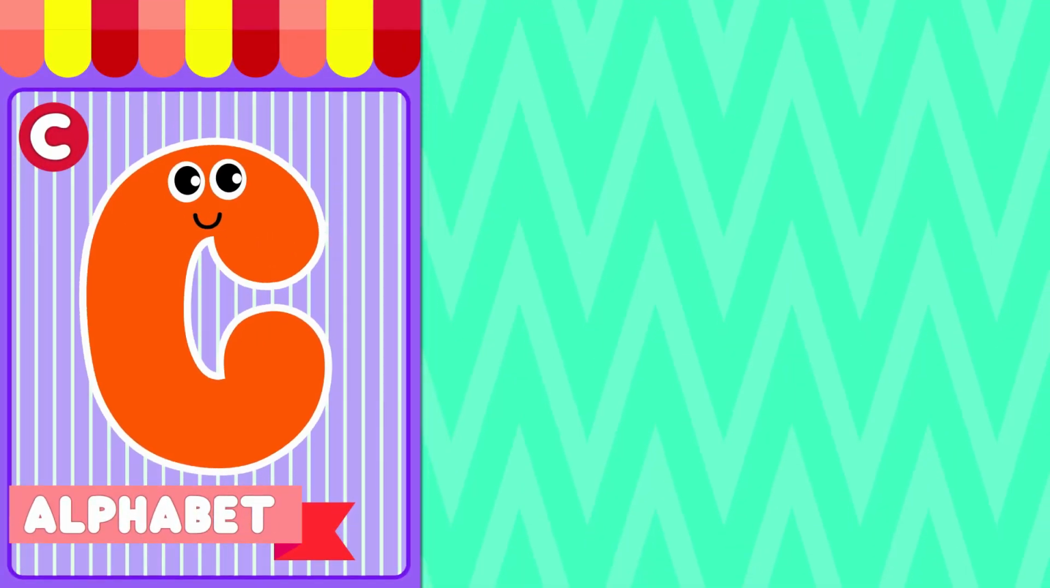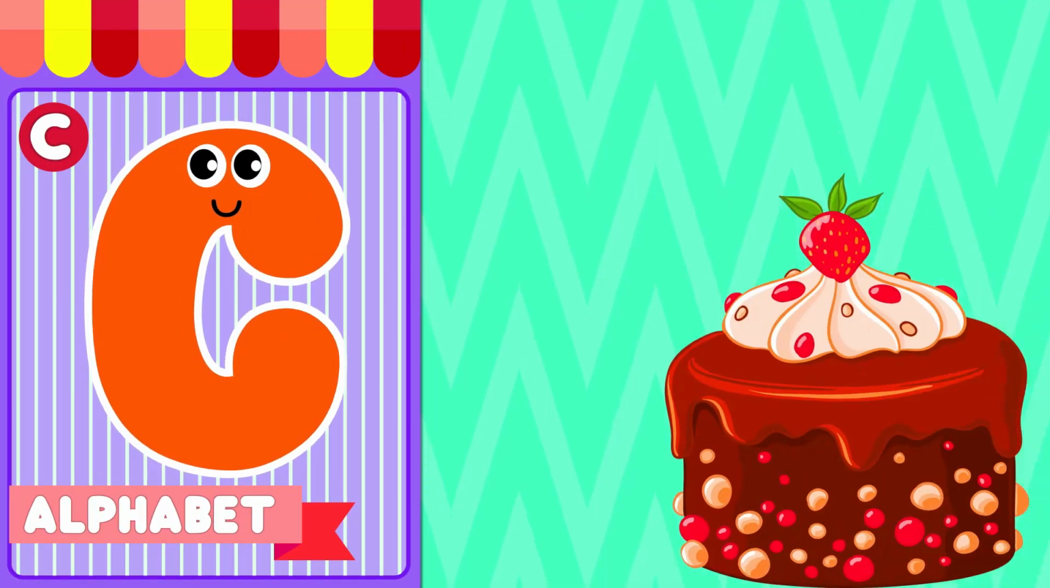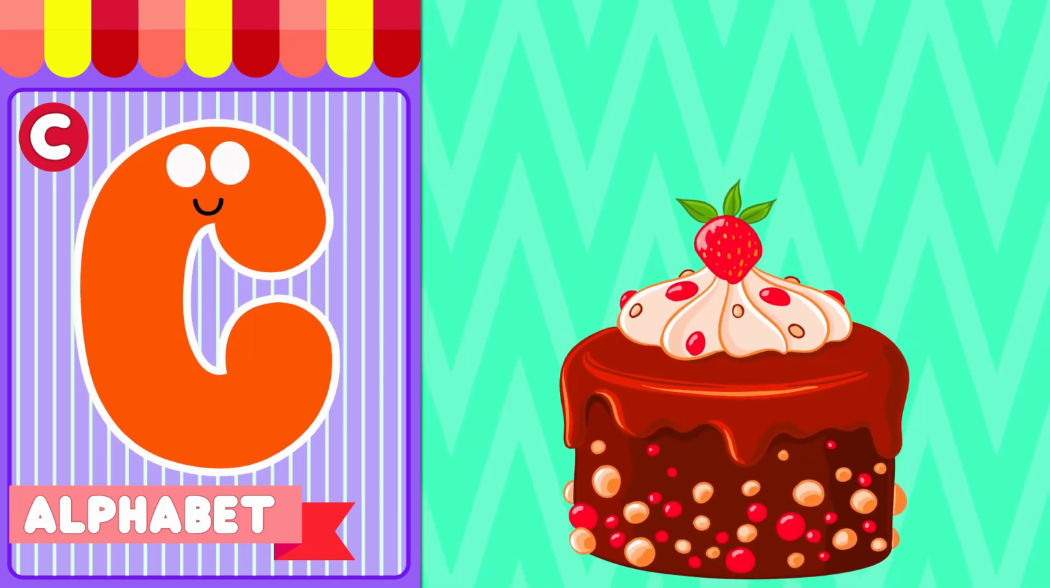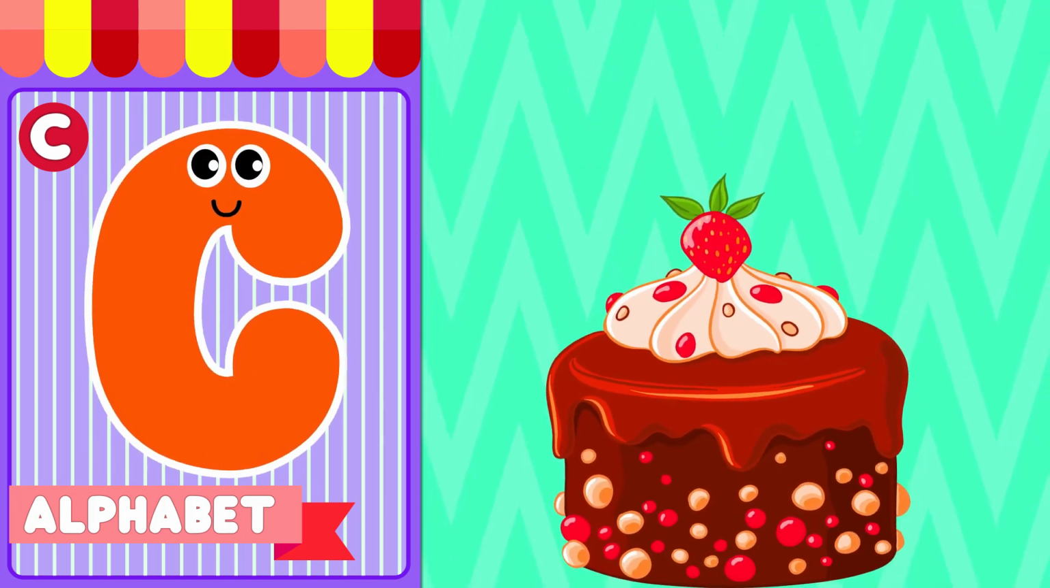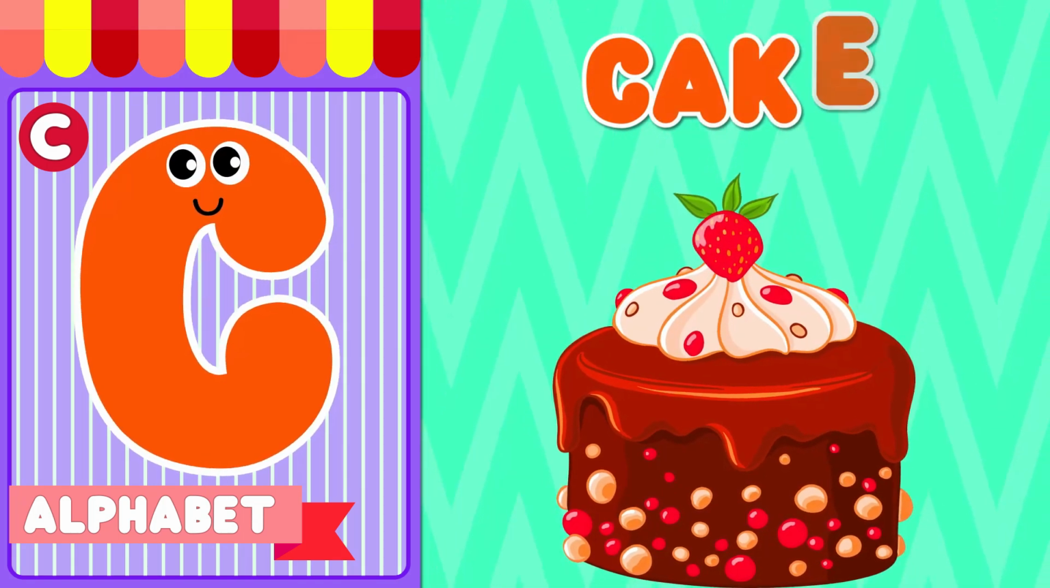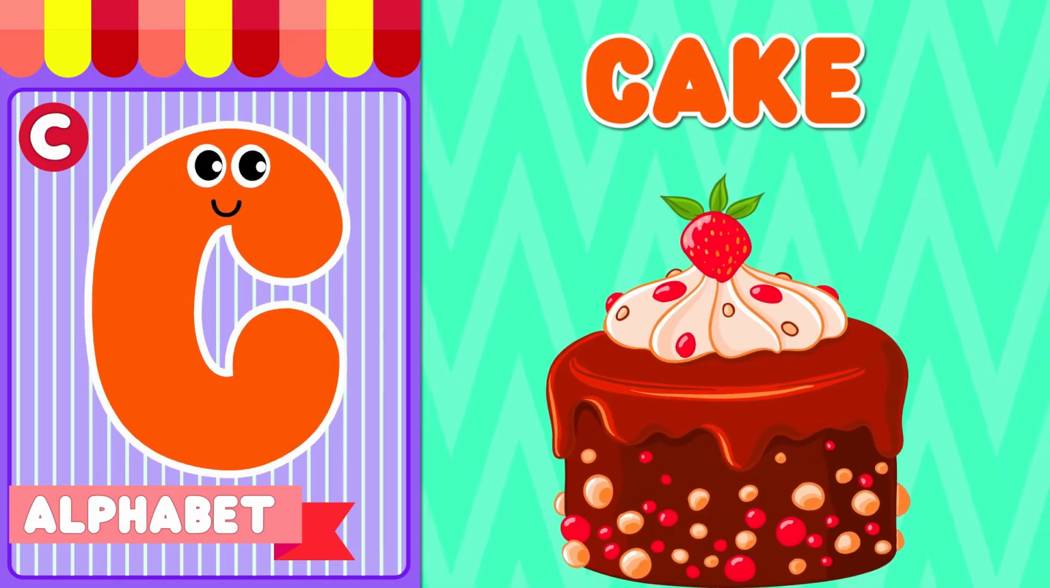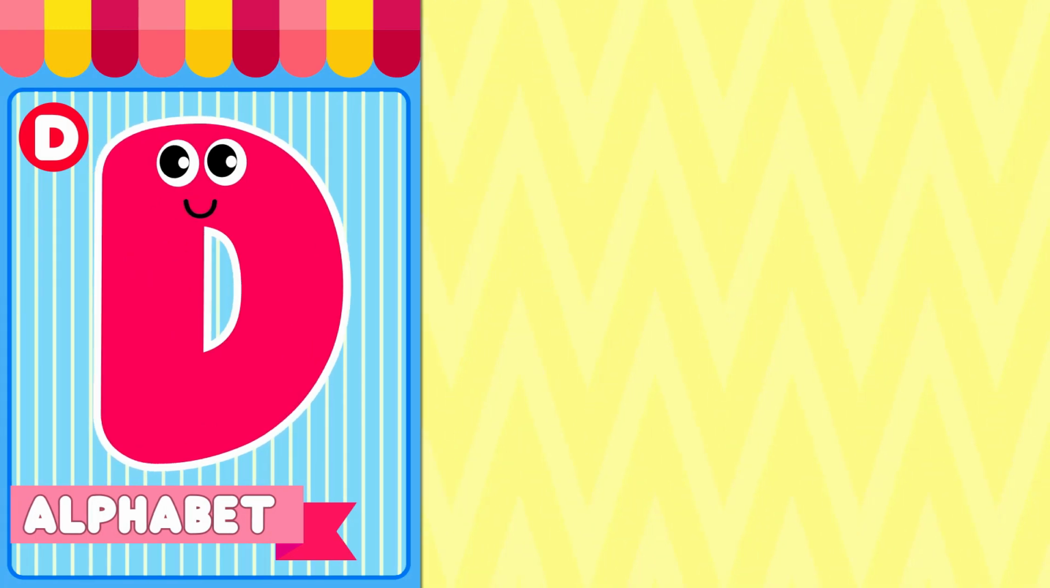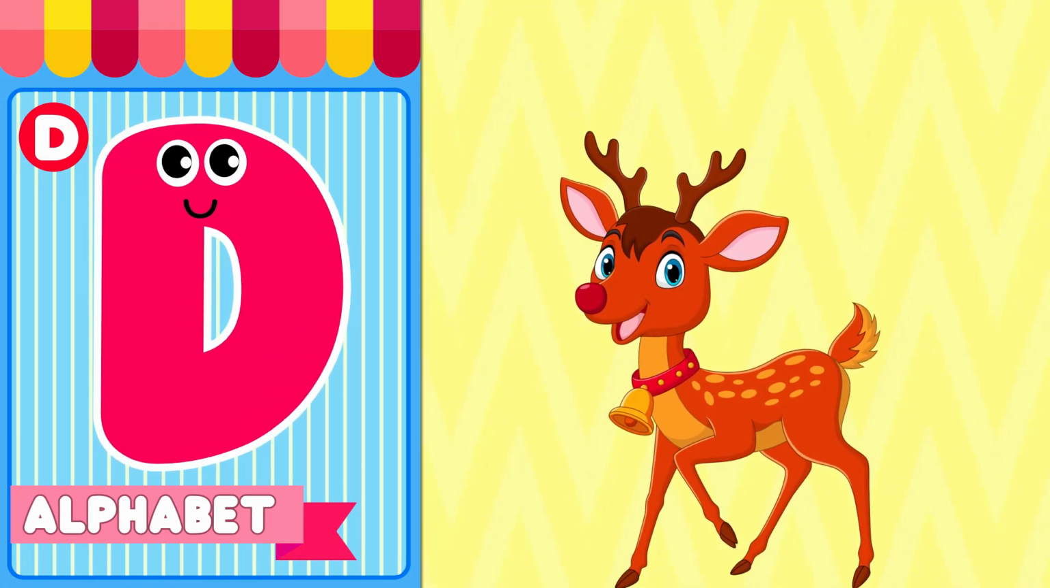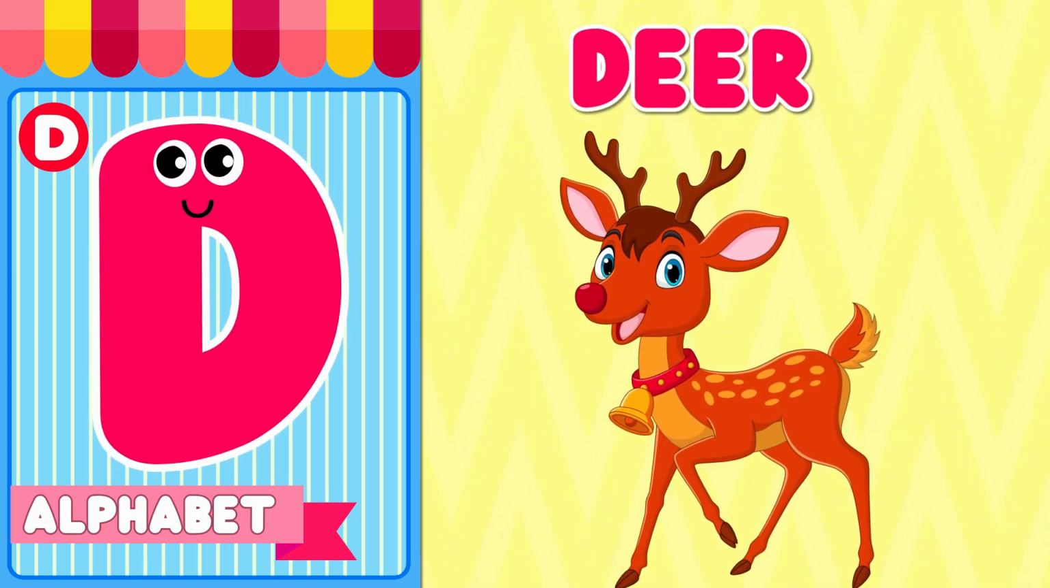It's the alphabet C. C for cake. Cake. C for cake. It's the alphabet D. D for deer. Deer. D for deer.